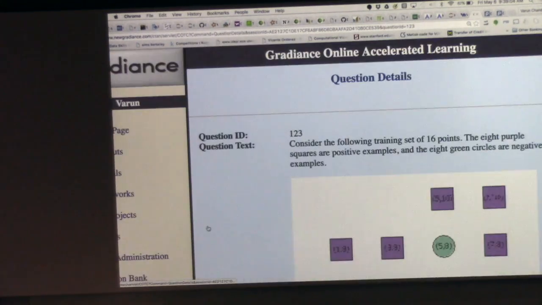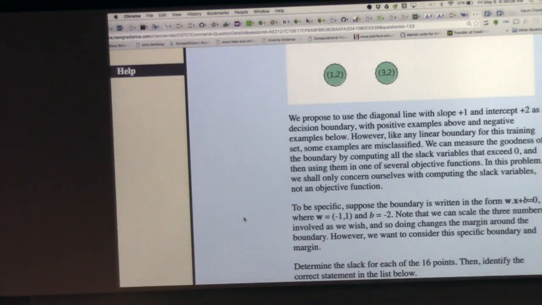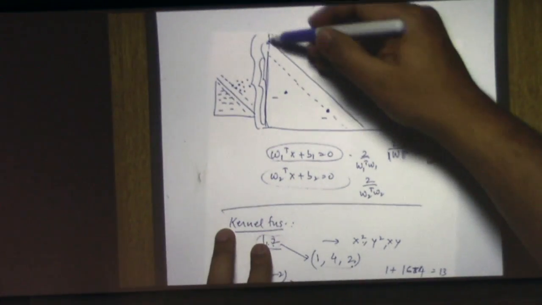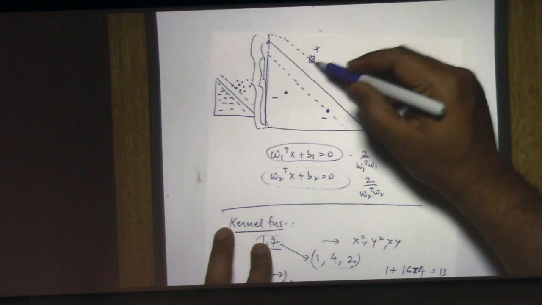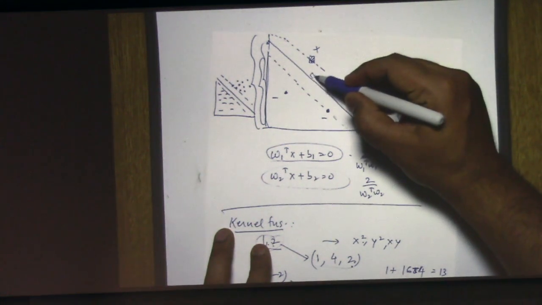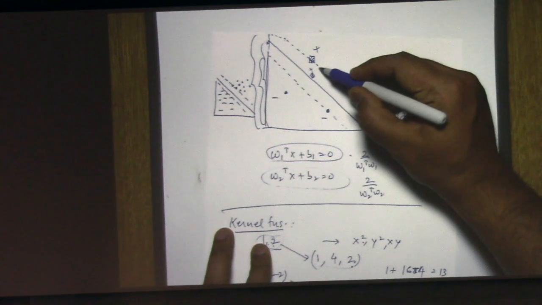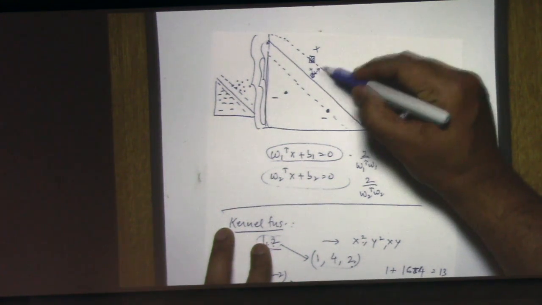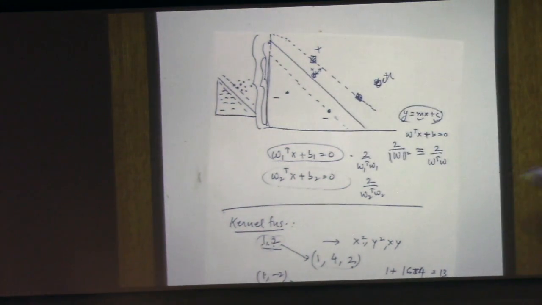So I think this one, all you need to do is compute the slack. If you go to the slides, we have a formula for the slack. The slack is essentially how far you are on the wrong side of the margin, right? So if this is your margin, this is your line, these are your margins. If you have a data point which is on this side, so this is a positive data side, this one has a positive slack because this is how far it is from the margin, right?